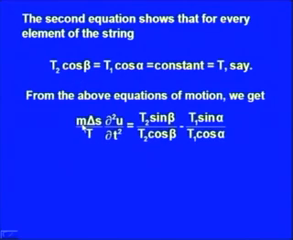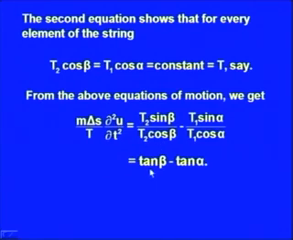Now, from the above equations of motion, we have mΔs over T. Let us divide the first equation by T. Then mΔs/T ∂²u/∂t² is equal to T2 sin β over T, where we can take T as T2 cos β. So, T2 sin β over T2 cos β minus T1 sin α over T, where here we take the value of T as T1 cos α. So, we have T1 sin α over T1 cos α.